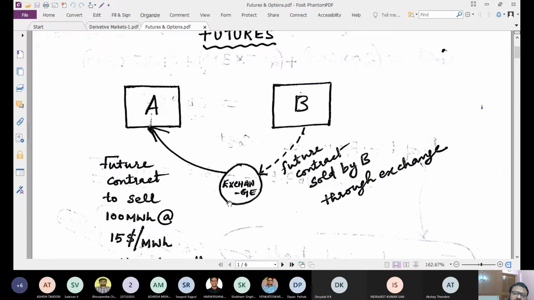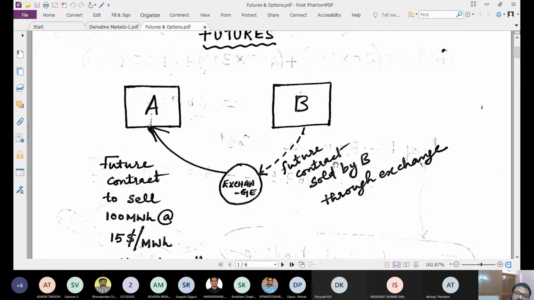Now another thing you have to be careful about here is that the actual delivery of power is not happening in most of the cases. That is, in 90% of the cases, the delivery is not happening. Instead, it is financially settled. That means I'll give you this example.